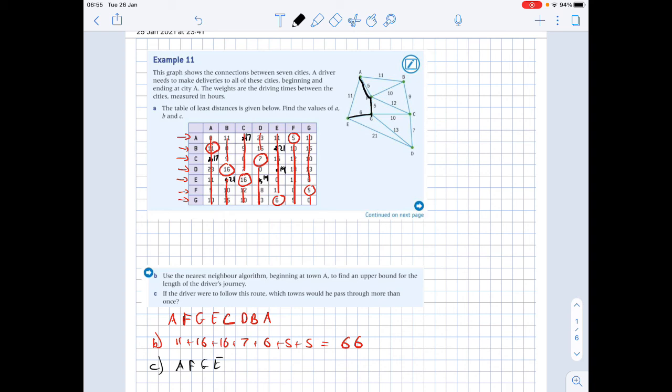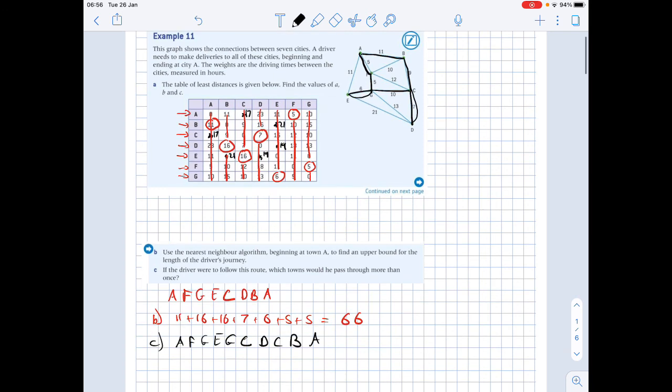E to C, we're actually going to go back to G and then across to C. So we're going to go G to C. Then from C to D, that's going to be a direct route. D to B, if you think about what the most direct route was, we were going to go D to C and back to B. So D to C to B, and then B to A is also a direct route. So that's the actual route taken.